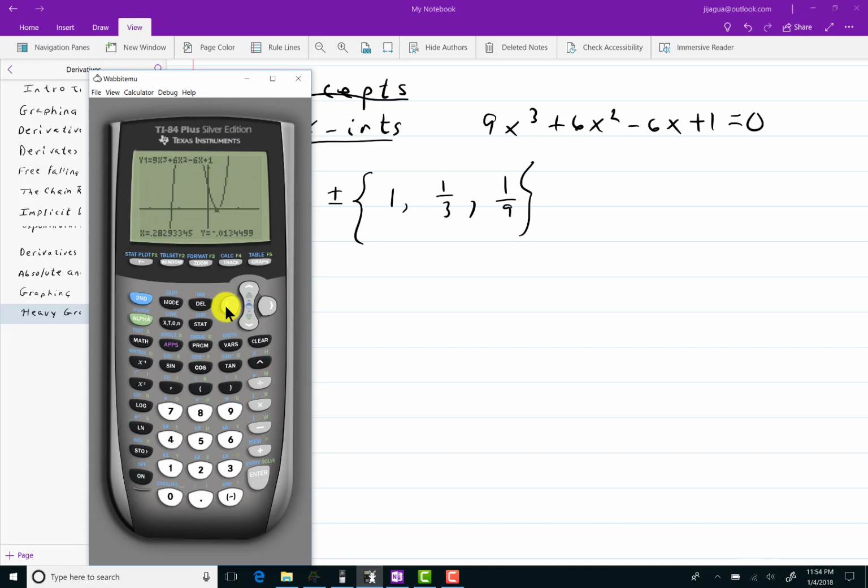About 0.28. It starts at 0.32. The only thing that's even close is 1/3. 1/9 would be 0.11111, but this is 0.3333. So the thing that I'm going to try is 1/3.